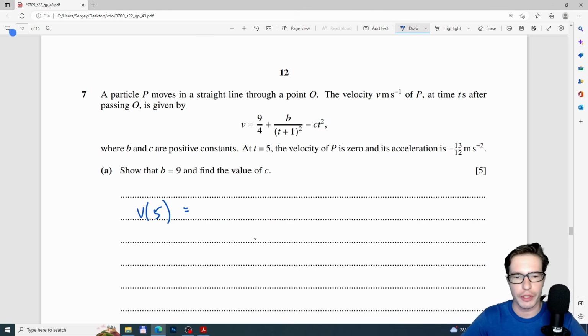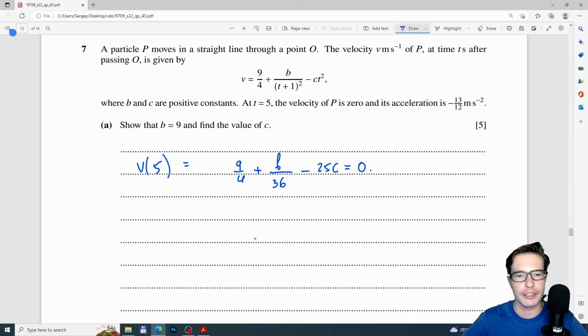V of 5 is going to be 9 over 4 plus b over 36 minus 25c equals 0. Now we're also given acceleration at t equals 5, and to find acceleration we'll have to find a derivative. Before we do that, let's write the formula using negative indices, like that. Now it's easier to differentiate.